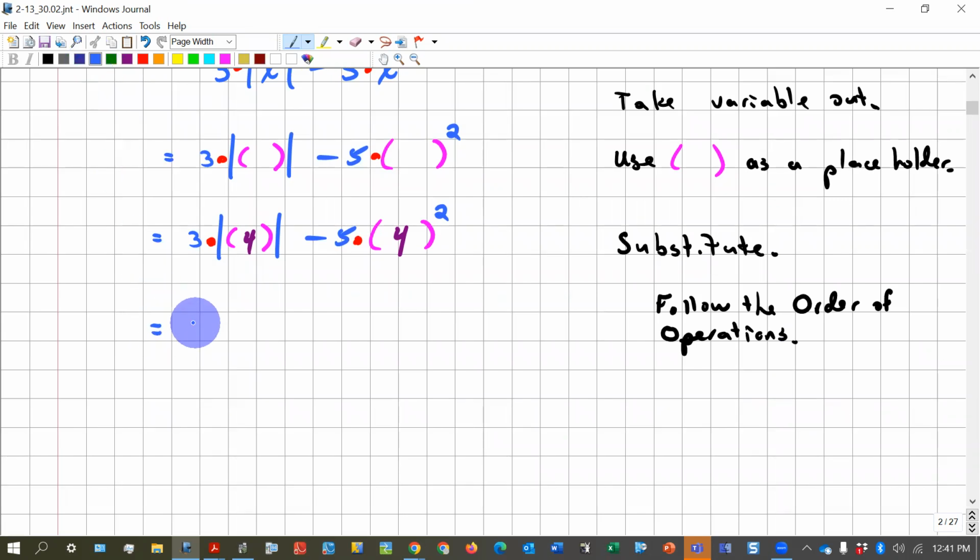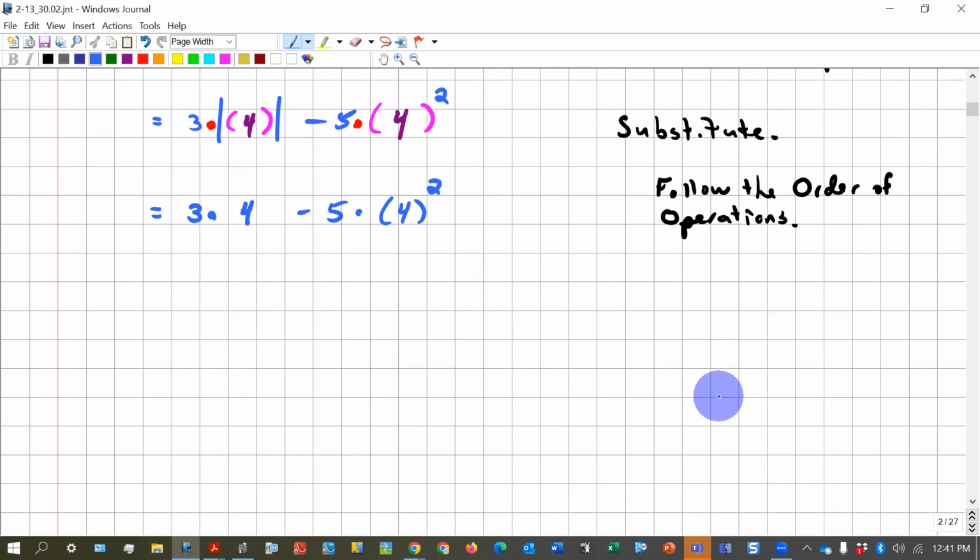So we need to find the absolute value of 4 first. 4 is 4 units from 0 on the number line. Exponents are next. Four to the second means 4 times 4. That's 16.